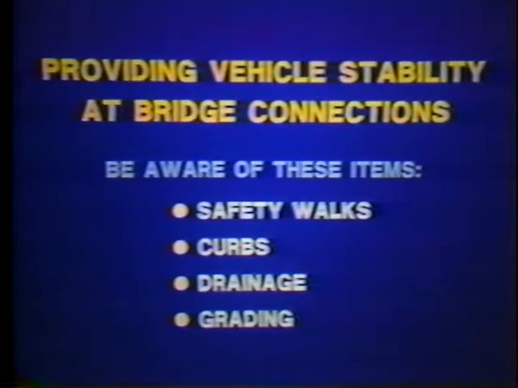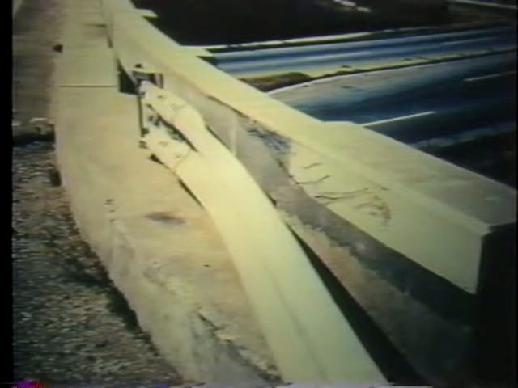Vehicle stability at transitions is affected by many factors. Some of them to watch for are listed here. Vehicles can ramp on curbs and sidewalks that project out beyond the anchorage point, as in this photo. The marks on the curb face and on the wing wall at this bridge indicate a history of repeated hits.